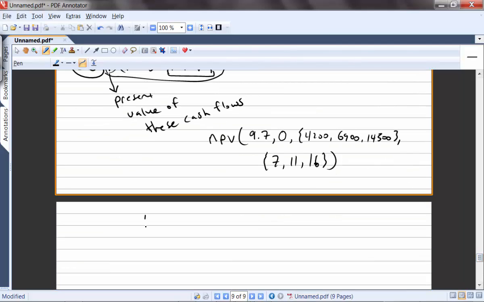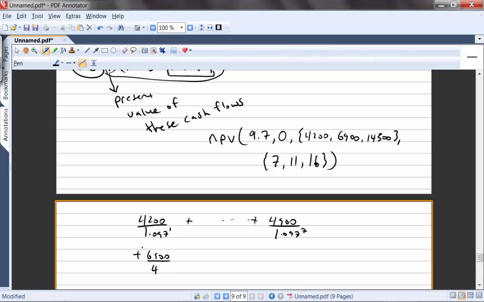Remember, that's just the same thing as doing 4,200 divided by 1.097 to the power of 1 plus all the way out to 4,200 divided by 1.097 to the power of 7, because that goes 7 years, plus 6,900 divided by 1.097 to the power of 8 plus 6,900 divided by 1.097 to the power of 19, right? Because it happens for 11 years.